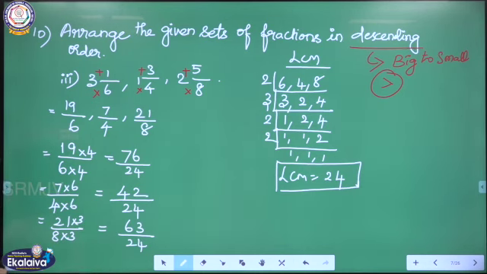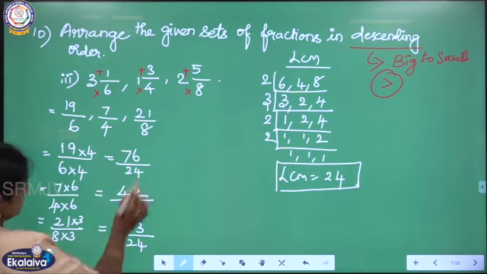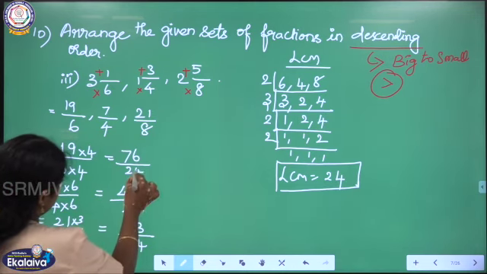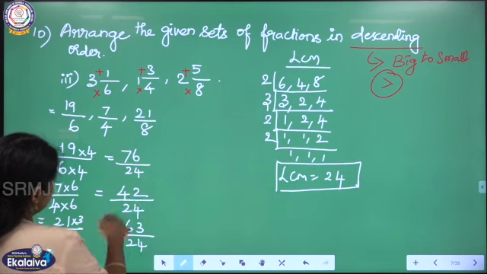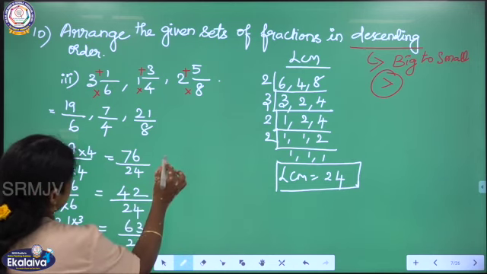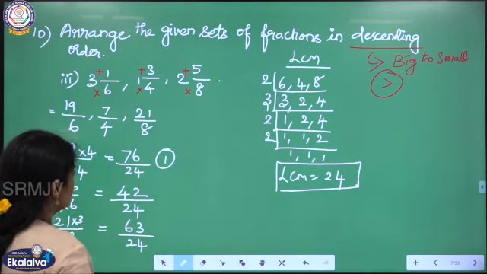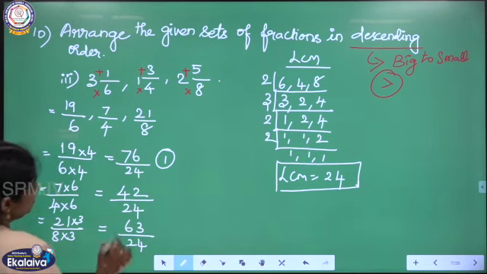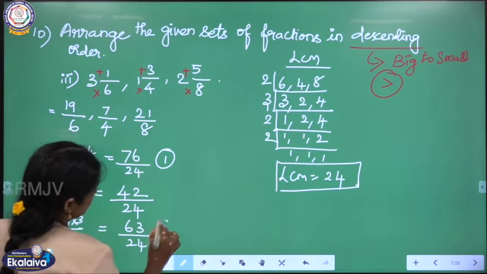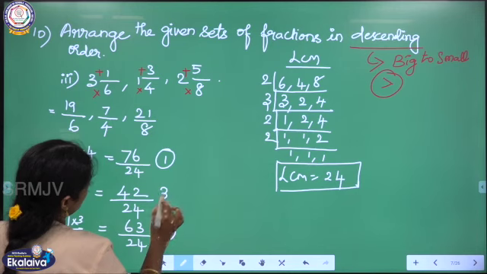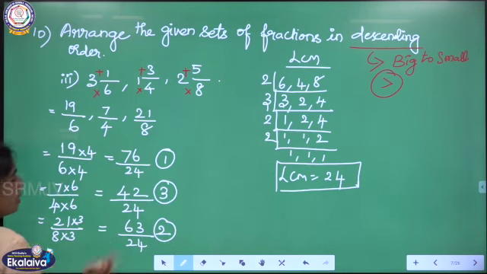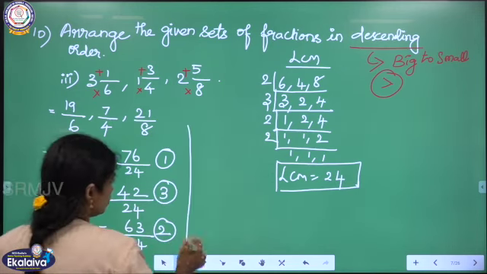Now I am going to arrange this in descending order. See this, which is the greater one here? 76, 42, 63, which is greater? 76 is greater. So I am going to arrange this first. Next one is 63, which is greater. Third one is 42. So I am arranging from greater to smaller.